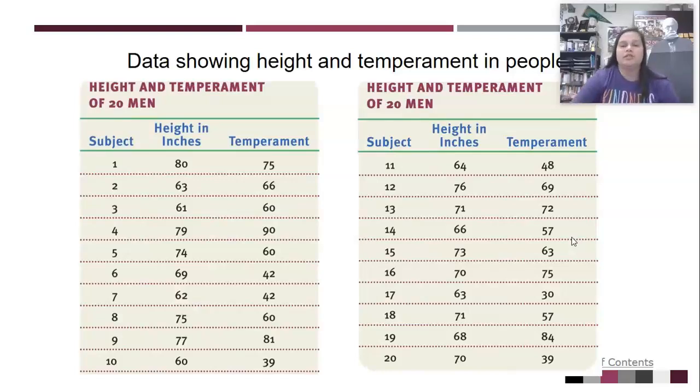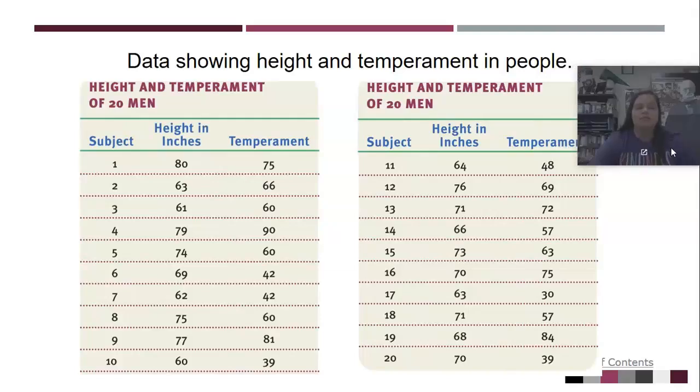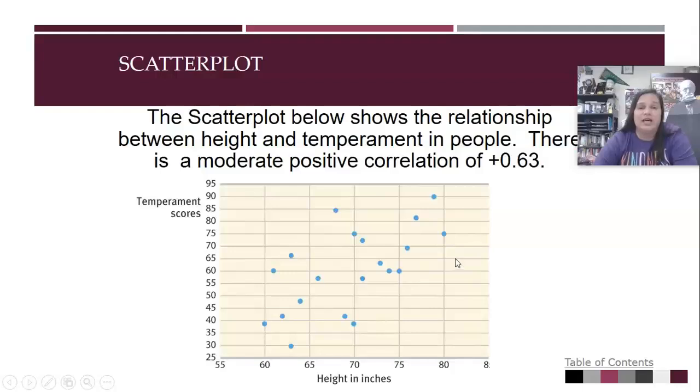All right, another example here showing height and temperament in people. When we say temperament, we kind of mean how easily angered somebody is. So is there a correlation between their height and how easily upset they get?